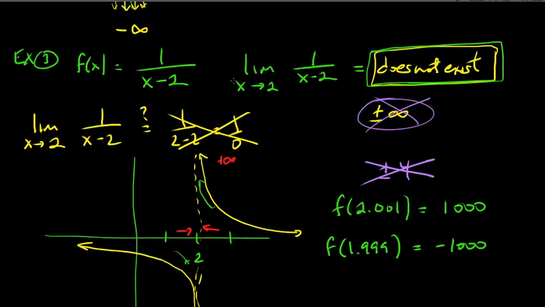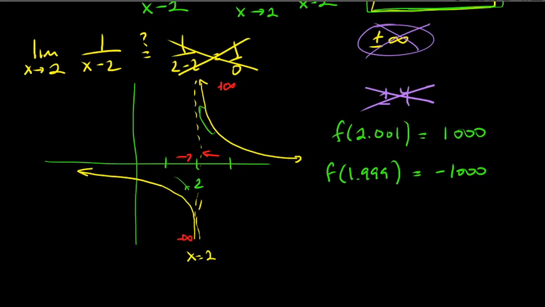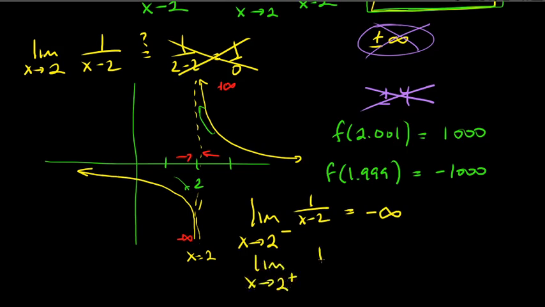Yeah. So what we could do, of course, is the following. We can say that the limit, as x approaches 2 from the left of this function, from the left, that's going to be negative infinity. And then from the right, as x approaches 2 from the right, we can say that's positive infinity. Okay, so again, we're talking about left-handed and right-handed limits.